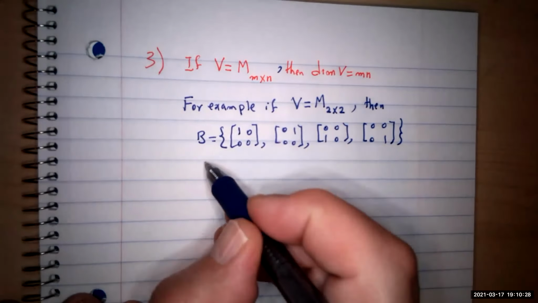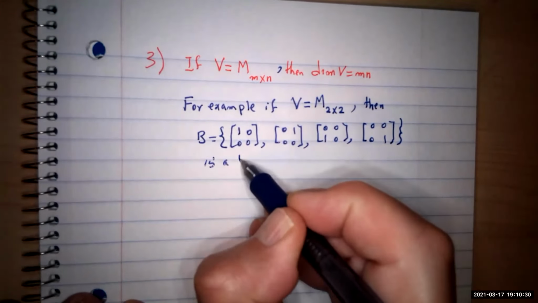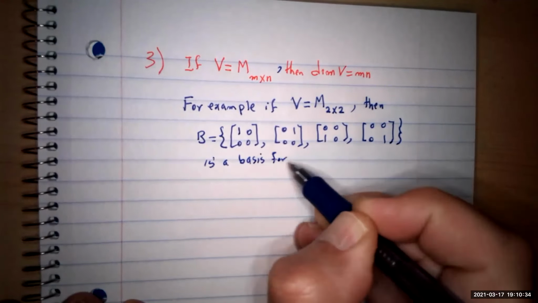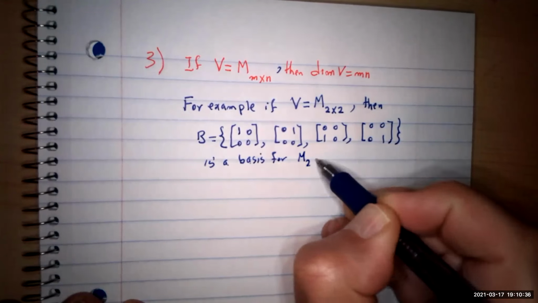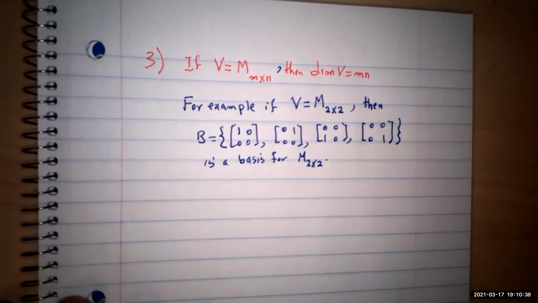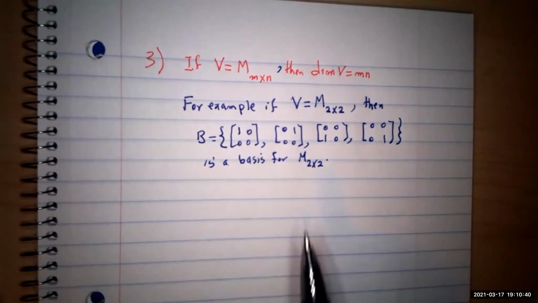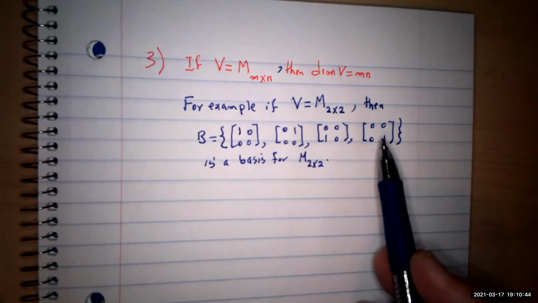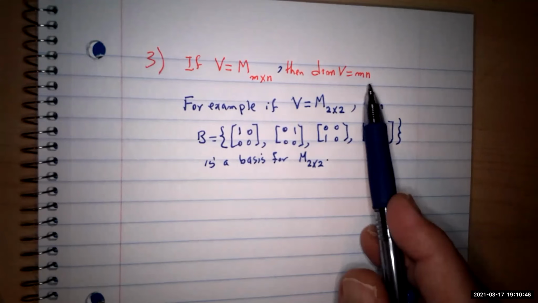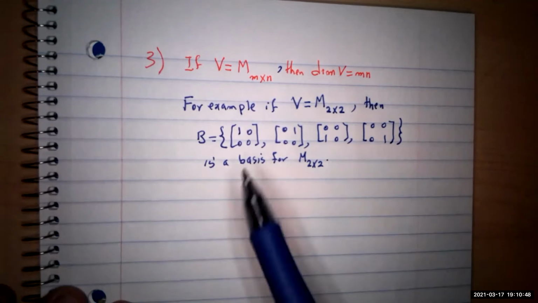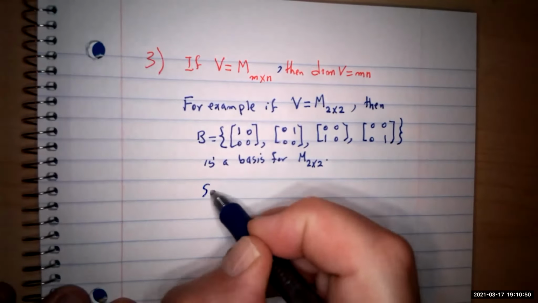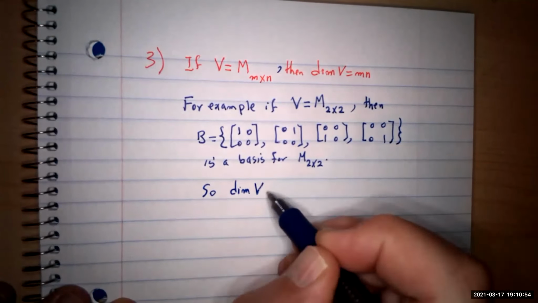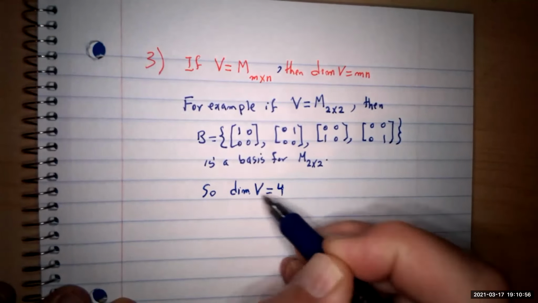matrices. So this is a basis for M 2 by 2. And as you can see in this basis, we have 4 elements, 1, 2, 3, 4. So the dimension is 4, M times N. So this is going to be the case. So the dimension of your vector space is going to be equal to 4.